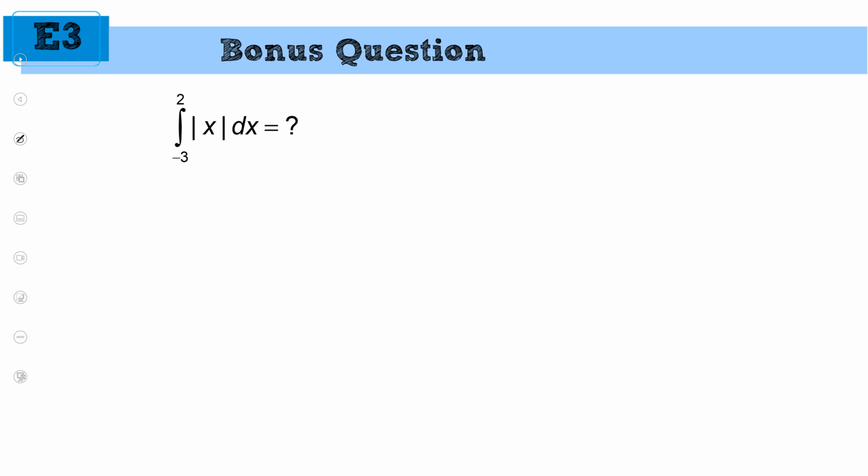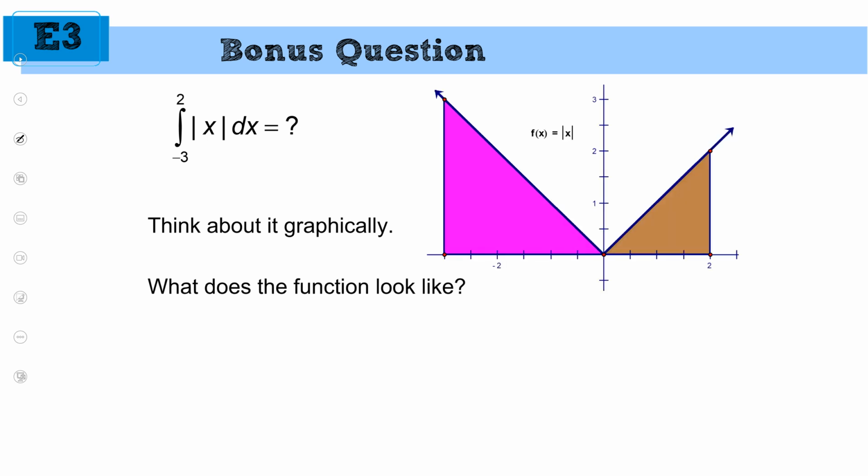Anybody? Answer? 6.5. 6.5 has been the presented answer. Any counterpoints? Any agreements? Why? Because the area is all in the positive direction and the absolute value goes like this, so you find the value of this side, that side, and that side. What are the shapes of those sides? Triangles. They're triangles. Good. So if you graph it, it looks like that.